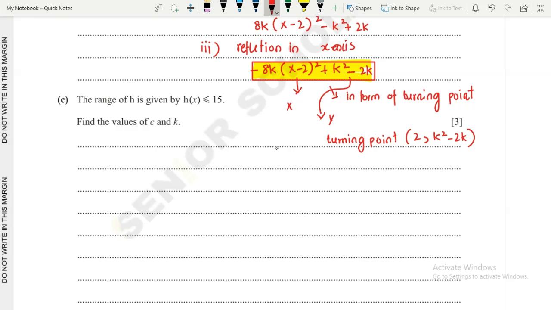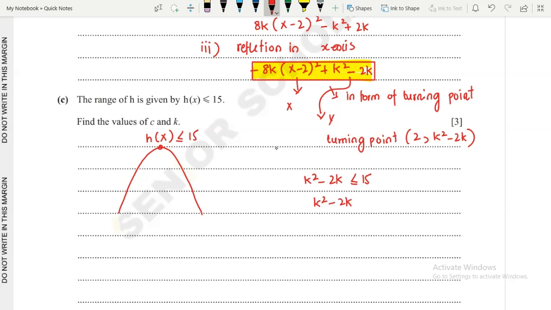Now they have given us that the range of h of x is less than equal to 15, so it has a minus sign. This means it is going to be making an inverted parabola, and h of x will be less than or equal to 15. So this is the y point, which is less than equal to 15. So the y point is this k square minus 2k, which is going to be less than equal to 15. Now let's just solve this.